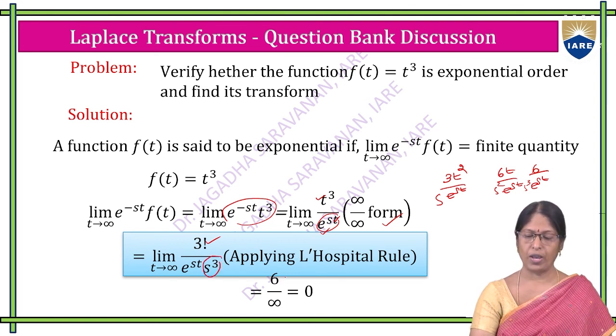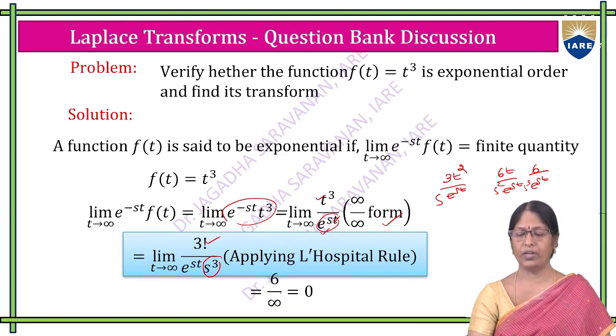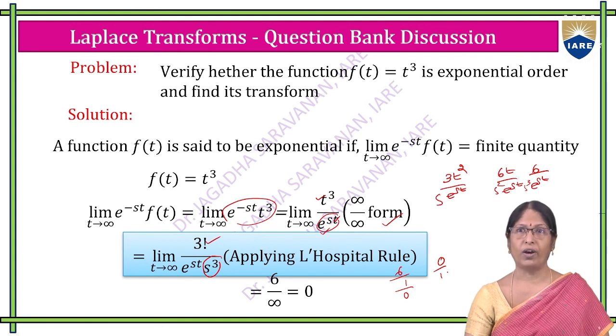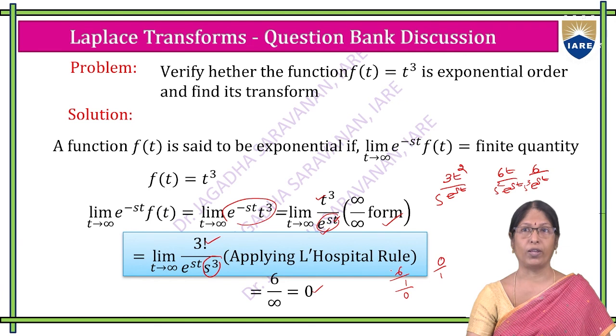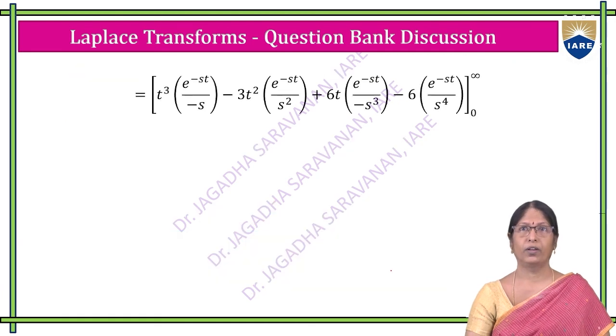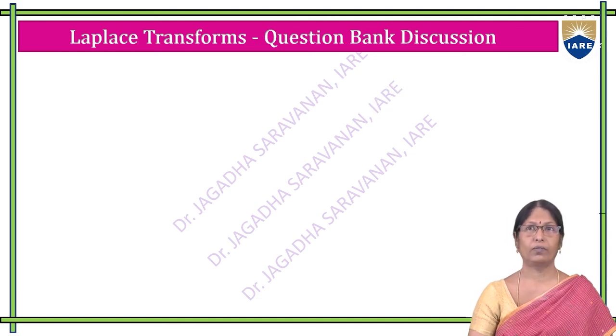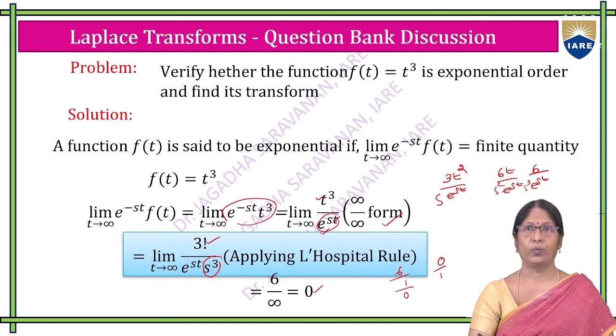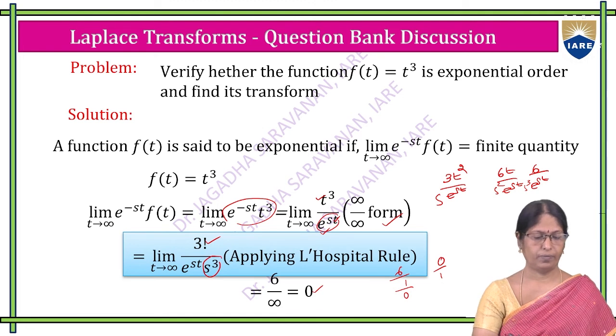Now applying the final step, 6 by infinity. Infinity we know, so that is 6 divided by infinity, which gives 0. That is equal to 0, a finite quantity. So now we have to apply the Laplace transform. We can see it here.